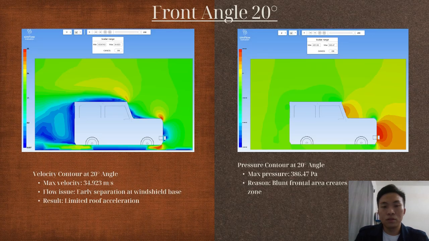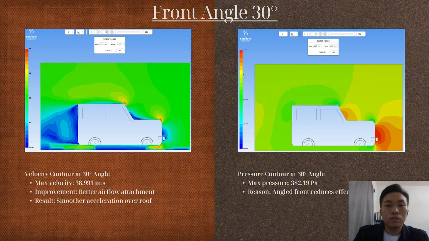At the pressure contour for the 20 degree angle, it reveals a maximum stagnation pressure of 386.47 Pascal at the front bumper. The blunter frontal area presents a large surface perpendicular to the flow, creating a strong high pressure zone.